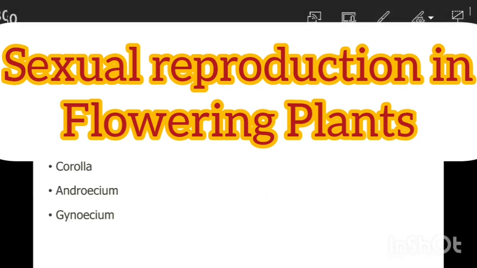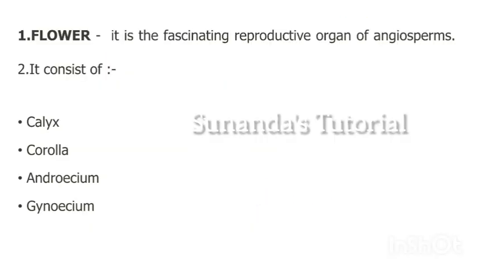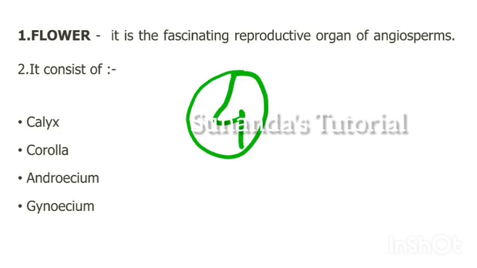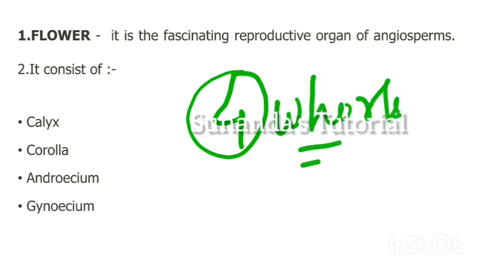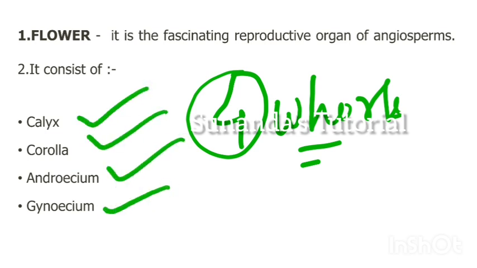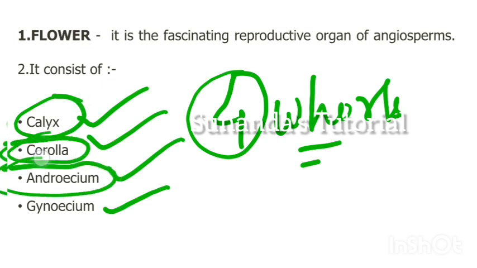So let's start. At first, the reproductive part of the plant is called the flower. Flower is the reproductive organ of angiospermic plants. A complete flower consists of 4 whorls. What are they? One is calyx, corolla, then androecium, then gynoecium. First one is calyx. Inner to calyx, the corolla layer is there. Then androecium, which is the male reproductive organ. Then gynoecium, the female reproductive organ.